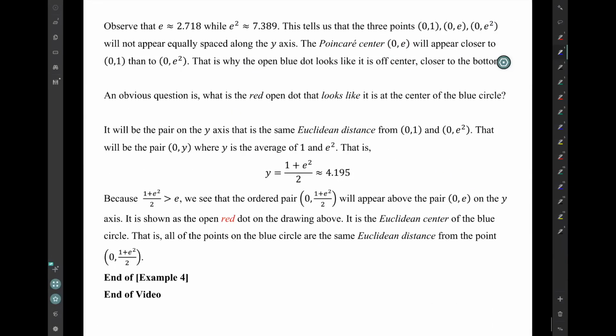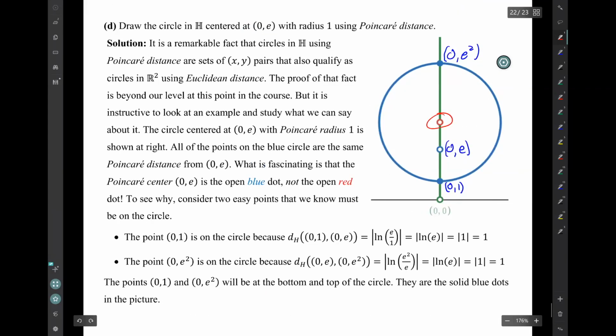Now an obvious question is, what is the red open dot that looks like it's the center of the blue circle? Well, that's going to be the point on the y-axis that's the same Euclidean distance from 0, 1 and 0, e squared. This red dot appears to be the same Euclidean distance from that point and that point. Well, that means that red dot should be the midpoint of this line segment. If we think of that as a line segment in the Euclidean plane, this red segment, we find its midpoint. It should be that red circle dot.